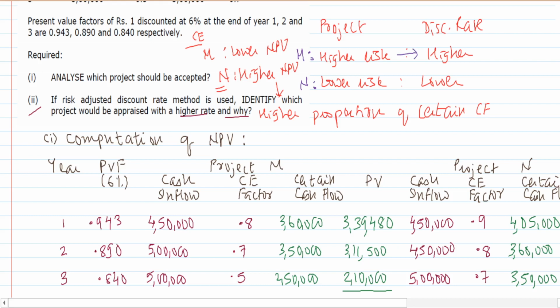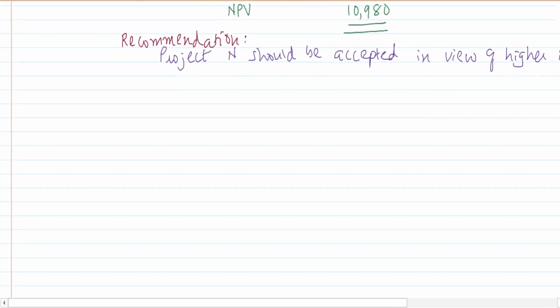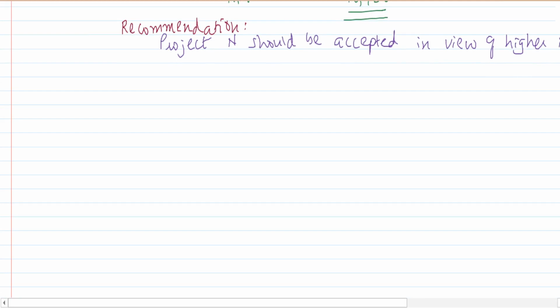If you see part 2, they are saying if risk adjusted discount rate method is used, identify which project would be appraised with a higher rate and why. Project N has higher NPV. That means project N has higher certain cash flows. Higher certainty means less risk. That means relatively project M has higher risk. And if project M has higher risk, it should be analyzed at a higher discount rate. So that's our answer for part 2.